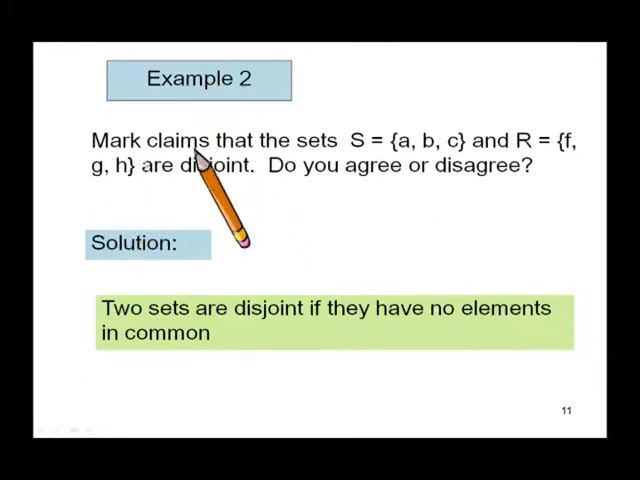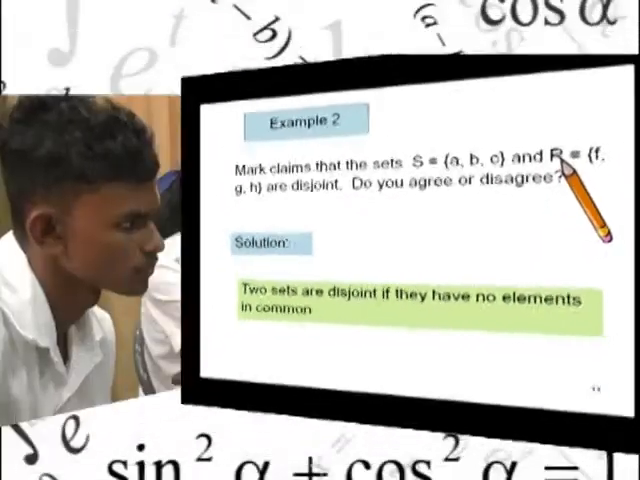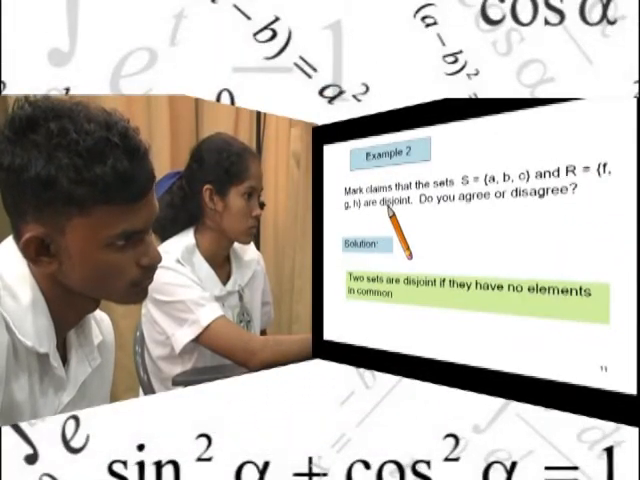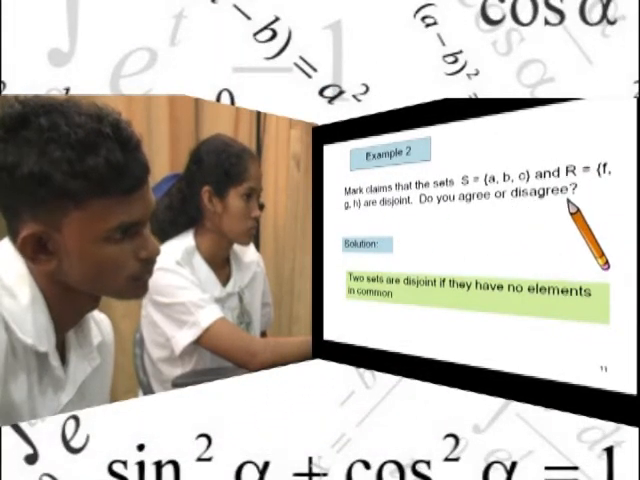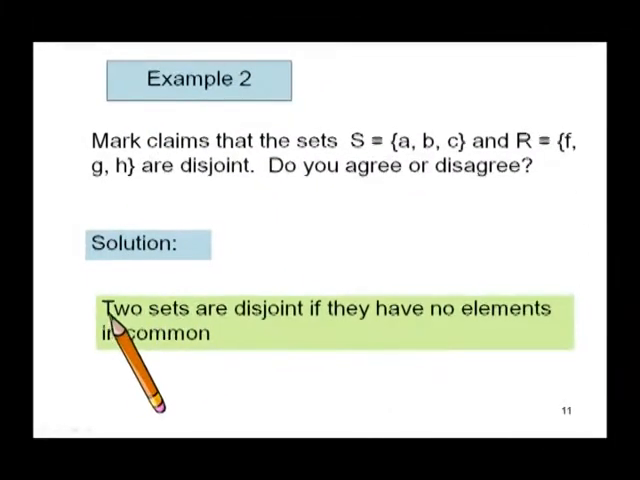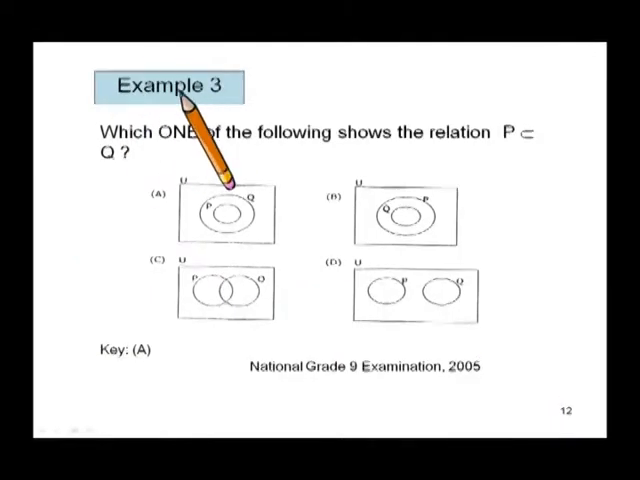Example 2. Mark claims that the sets S equals {a, b, c} and R equals {f, g, h} are disjoint. Do you agree or disagree? Solution. Two sets are disjoint if they have no elements in common. Example 3. Which one of the following shows the relation P is a subset of Q? A, B, C, D. Key. A.